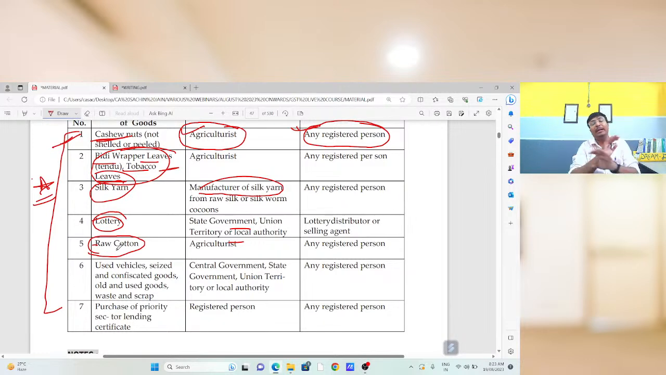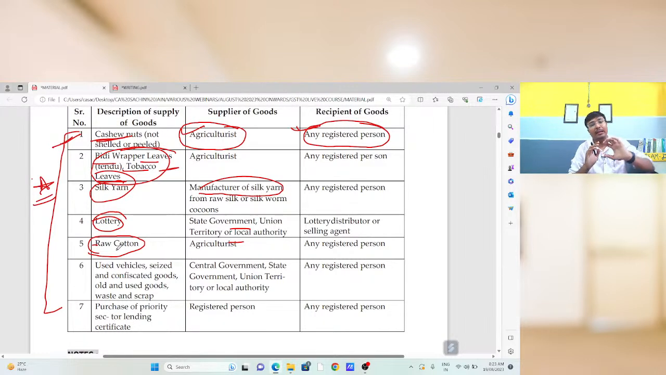Raw cotton, supplier is not liable to make the payment of taxes. Again, the same logic. In case of raw cotton, the supplier was our agriculturalist. So in that case, recipient is liable to make the payment of taxes.